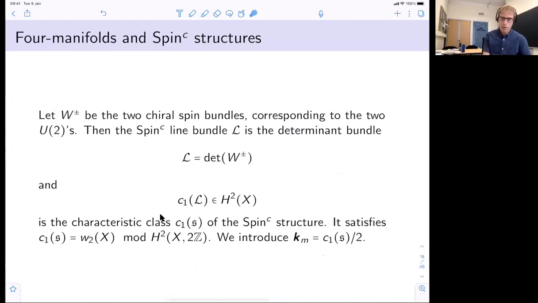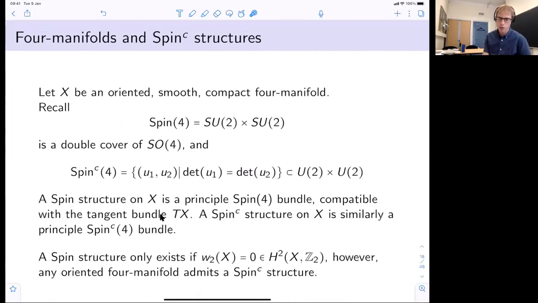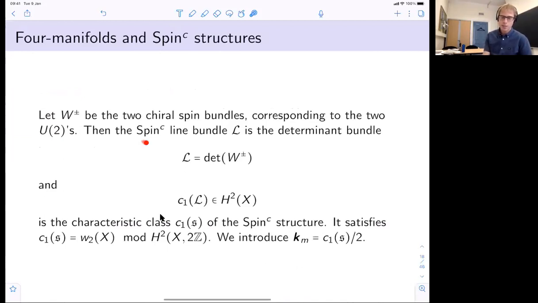So now let W plus and minus be the two chiral spin bundles, so SU2 left and SU2 right, or in the case of the spin C bundles, U2 left and U2 right. Then the spin C line bundle is the determinant of these W plus and W minus. And then we can talk about the Chern class of this line bundle, which is in H2 of X over the integers. And we call the Chern class of this line bundle also the characteristic class of the spin C structure, because W plus and W minus are determined once you choose the spin C structure. So the S denotes the spin C structure. Maybe I should write that here. This is the fraktur S.